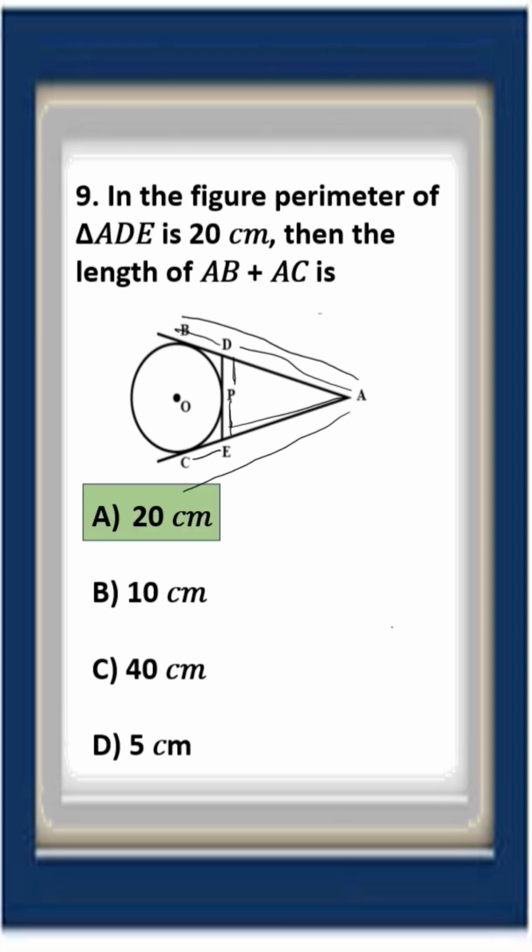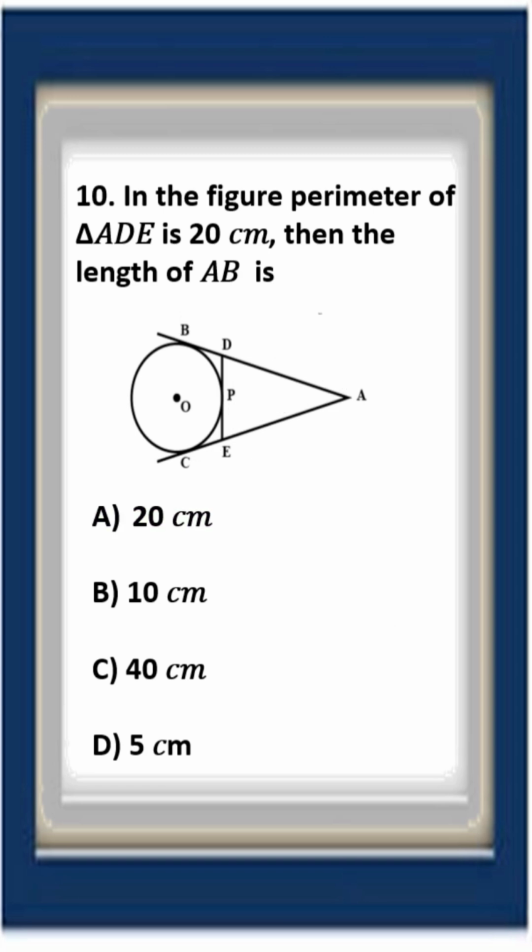In the figure, perimeter of triangle ADE is 20 centimeter. Then the length of AB is the tangent. We have already learned that half the perimeter of triangle is the length of the tangent, isn't it? So option B, 10 centimeter is correct option. But still, let us do it once again.